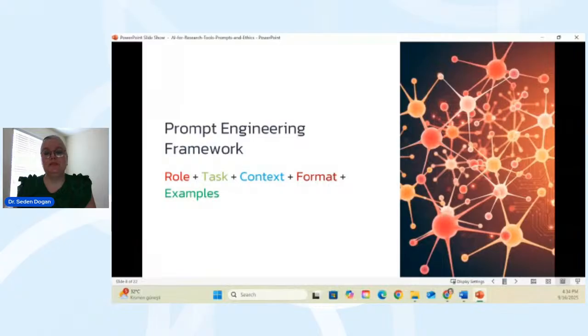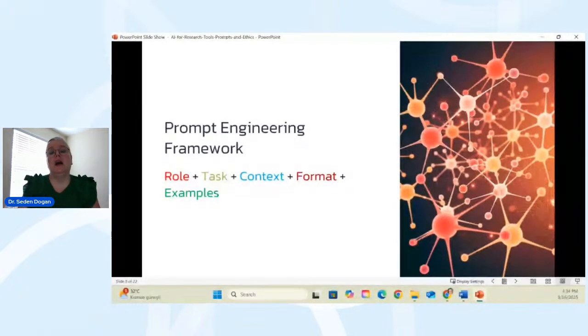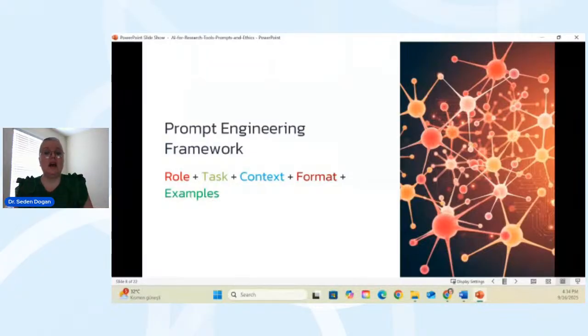So let's put it all together, okay? And then you can also try it with your own AI. The role is you are a qualitative research mentor. The task is draft 6 open-ended interview questions about students' trust in AI. And your context is higher education, ethics, avoid leading language, and format numbered list with 1-line rationale for each question. And just push the enter button.